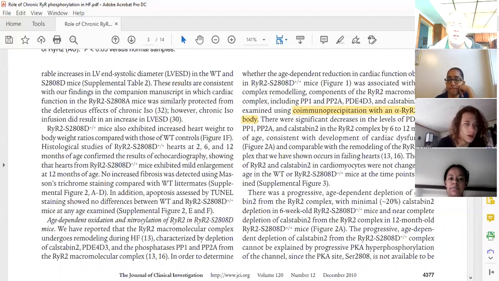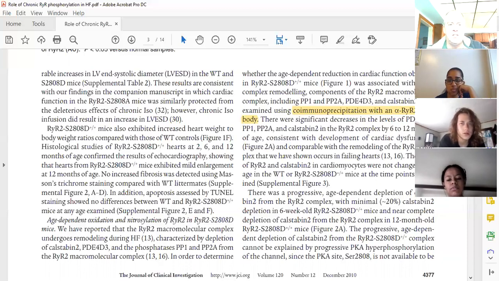Two things here. One, I really like the way you pronounced calstabin. I like it better your way, colastabin. That's really cool. But it's supposed to be calstabin. But let's do it your way because I like your way better. The other thing is co-immunoprecipitation. What is that? This is important. This is something you'll see in a lot of papers, co-immunoprecipitation. What do you think it means?